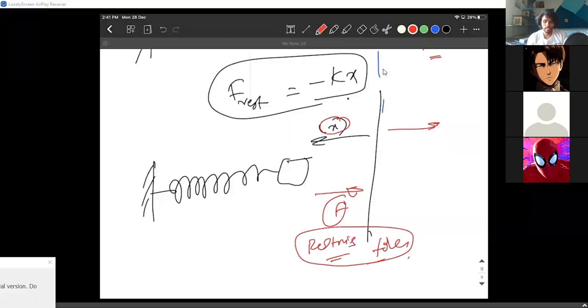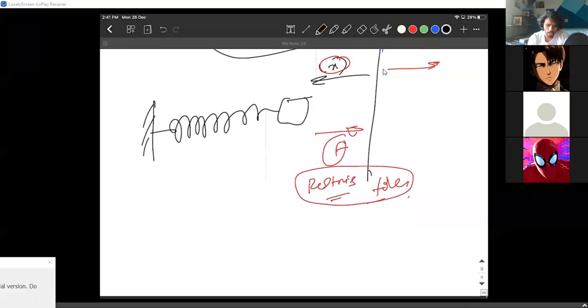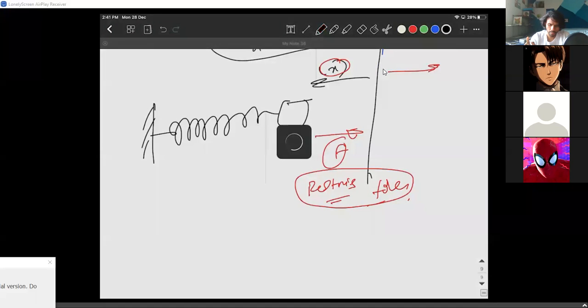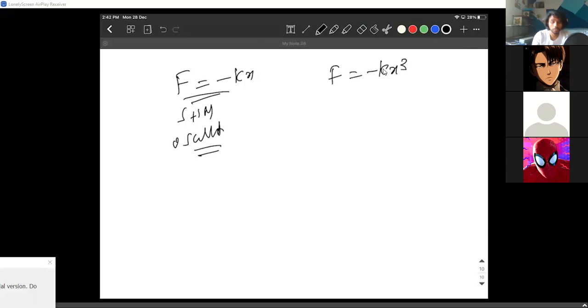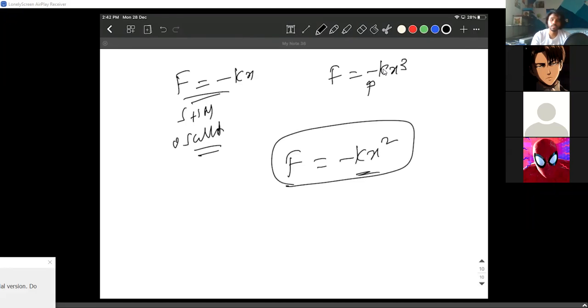Guys, I just have a doubt. I'm not talking about SHM, I'm just asking a question. When I said f equals minus kx, it is SHM, so definitely there is an oscillation. When I said f equals minus kx cube, it looks like an oscillatory motion because minus is there. So there is an oscillatory motion for sure with minus kx cube. But my question is, can minus kx square be an oscillatory motion?